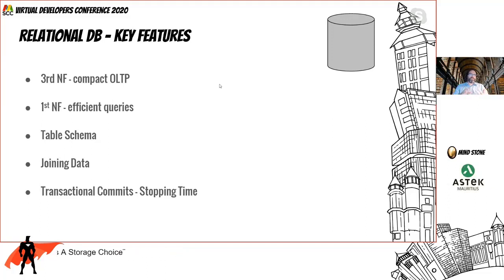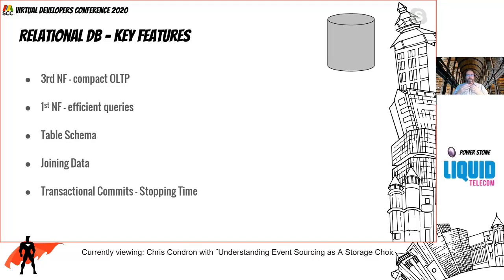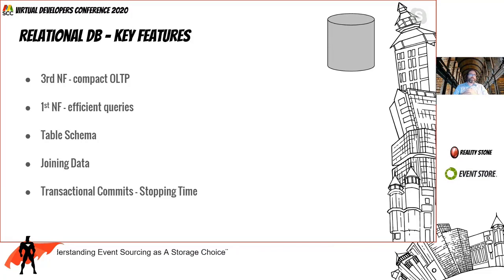So key features, again: third normal form, we have a nice compact online transaction processing portion of our data. First normal form gives us nice efficient queries because we don't have to join anything. The caller can just go look at that one large table. This is the foundation of all your reporting databases. We can have defined table schemas, we can join that data together, and we can have those transactional commits where we just sort of stop time.